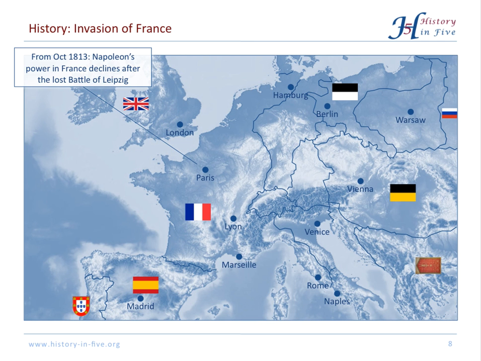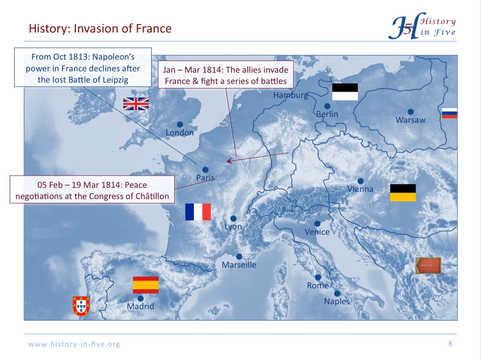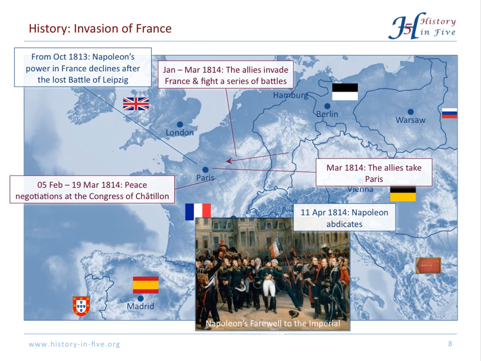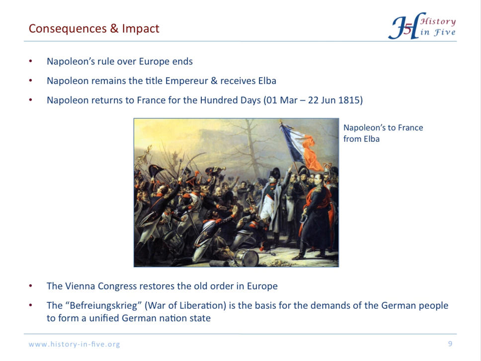Now Napoleon's power in France was declining and the Allies were advancing. Peace negotiations started with the Congress of Chatillon. The Allies took Paris, and the whole thing was over when Napoleon abdicated on the 11th of April 1814. That means Napoleon's rule over Europe ended, even though he would return for 100 days in 1815. In the meantime, he remained emperor, keeping the title, and received Elba. The Vienna Congress started in 1814, which was to restore Europe and the old order in Europe.